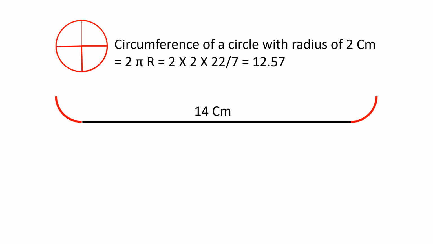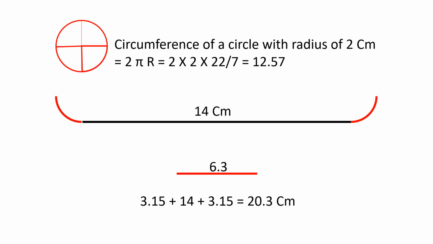And a quarter of this will be 3.15. If we add up the length of both the arcs, they make 1/2 of the circumference of the circle with a radius of 2 centimeters. If the neck width given is 18 centimeters, the total length of the back neck profile will add up to 3.15 plus 14 plus 3.15 equals 20.3 centimeters.